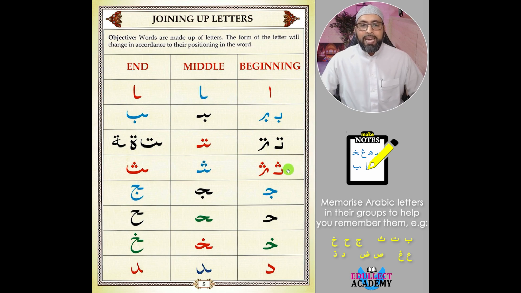The tha, again, is identical to the ba. The only difference is you've got 3 dots on top. So where you've got the same symbol but with the 3 dots on top, it's a tha.